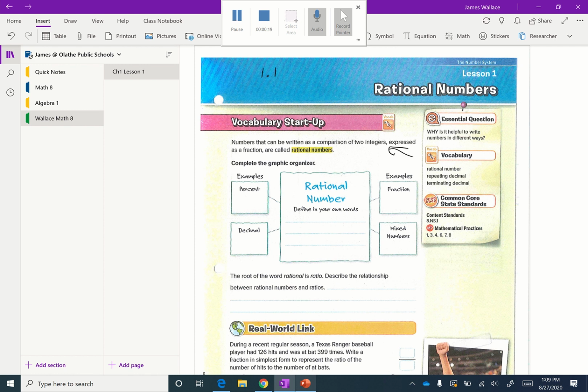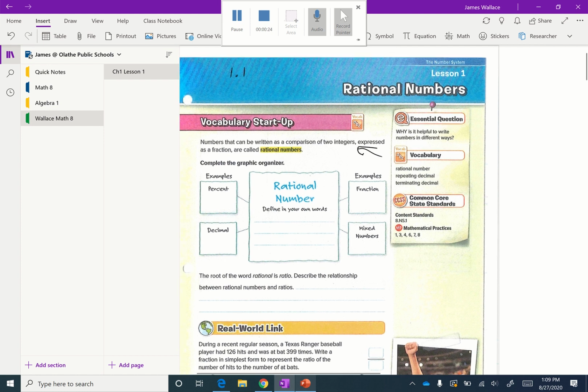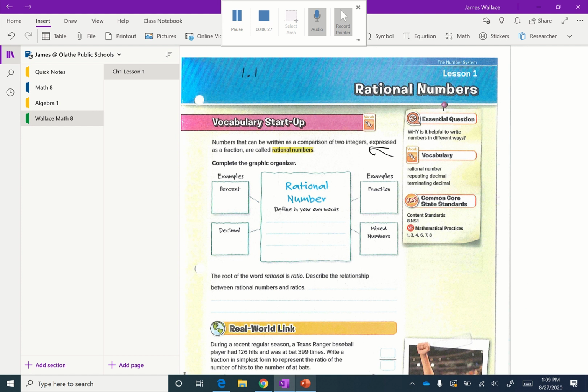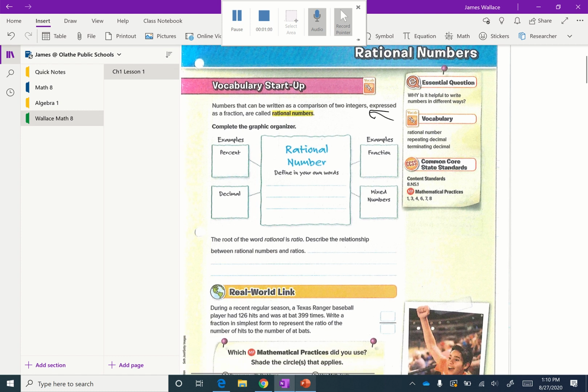A rational number is a number that can be written as a comparison of two integers and expressed as a fraction. If you don't remember, an integer is basically a whole number, whether negative, 0, or positive. So a rational number can be written as a fraction that uses two integers: the numerator, or top number, is an integer, and the denominator, or bottom number, is also an integer. We'll talk a little more about that as we go on with the lesson.